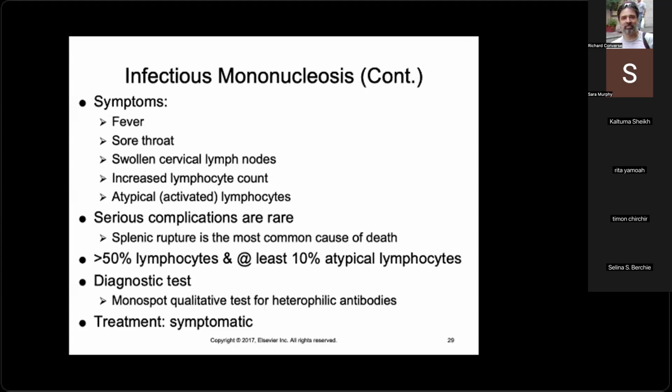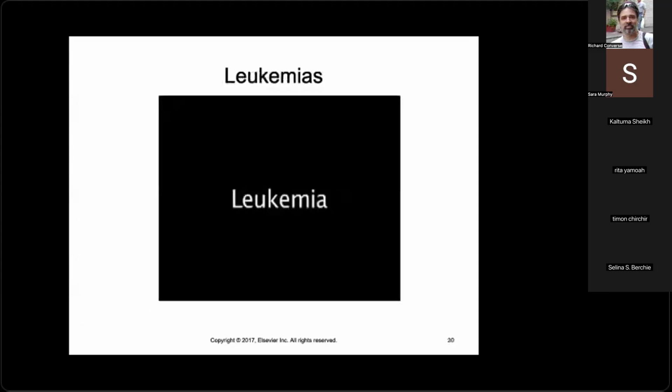The Monospot qualitative test for heterophilic antibodies is one of the cardinal signs of infectious mono. And the treatment is symptomatic because the virus can remain latent in the body indefinitely. That's one of its strategies for avoiding destruction, to integrate itself into host DNA and remain resident there for decades. It's the same strategy used by the herpes class of viruses, which are DNA viruses that can integrate. Next thing we want to look at is leukemia.